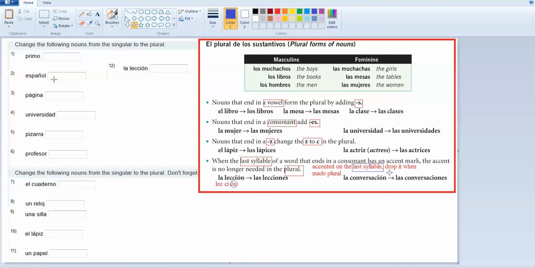Okay, so let's practice here. If I want to make primo plural, primo, if you look at it, ends in a vowel. Let's just underline it. Primo ends in a vowel. So then I am just going to add an S to it.